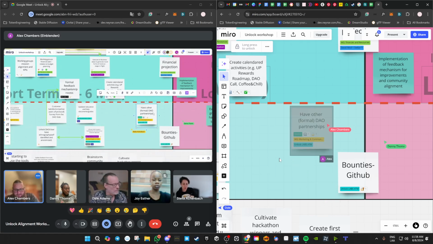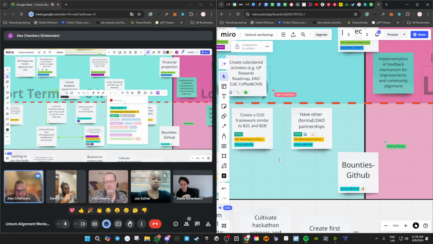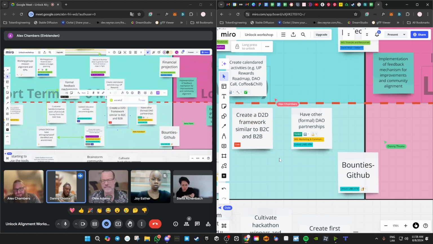I think it means formal and non-formal. It's just a bit of both. A DAO-to-DAO framework, similar to B2C versus B2B. Yup. We might just be the first DAO thinking about this. We might just be creating a new term, right? D to D, post.